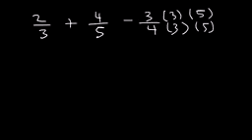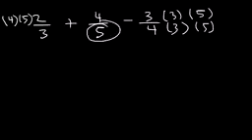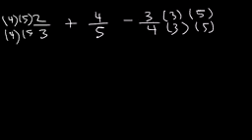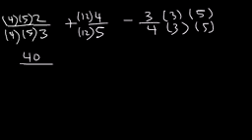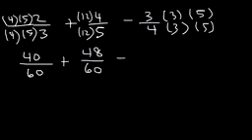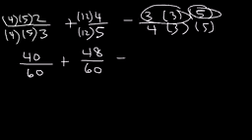2/3, I'm going to multiply by 4 and 5. That is by the other two denominators. And 4/5, I'm going to multiply it by 3 and 4, which is basically 12. Now 4 times 5 is 20 times 2, that's 40. On the bottom we have 4 times 5 times 3. 20 times 3 is 60. 12 times 4 is 48. 12 times 5 is 60. 3 times 3 is 9, and 9 times 5 is 45.